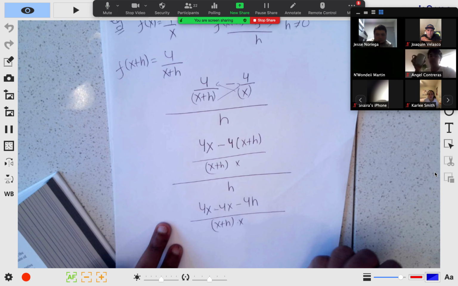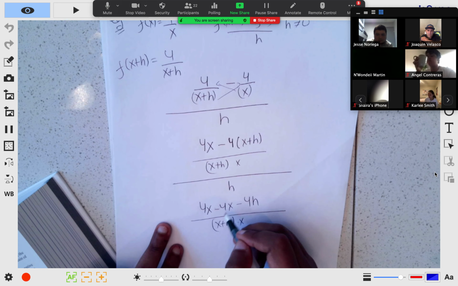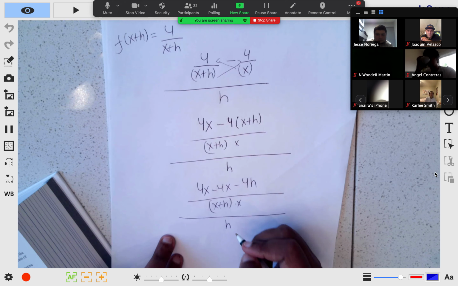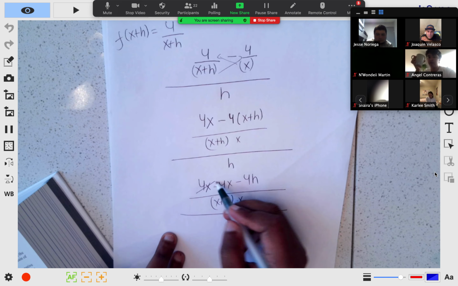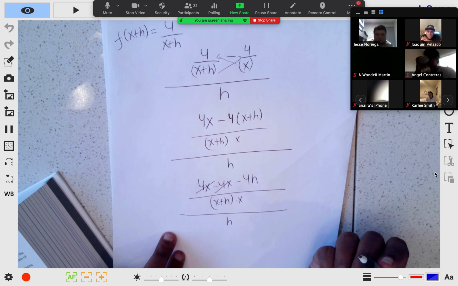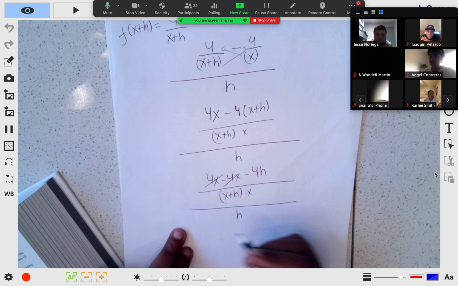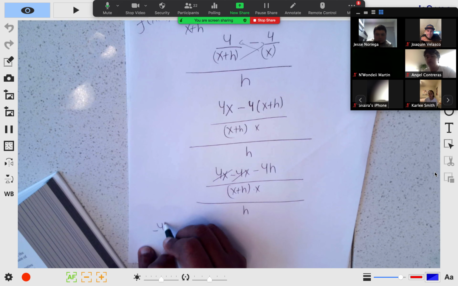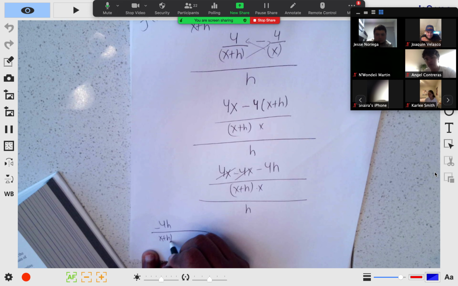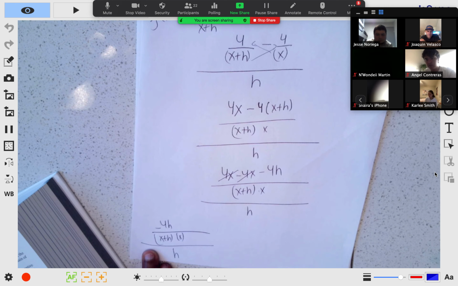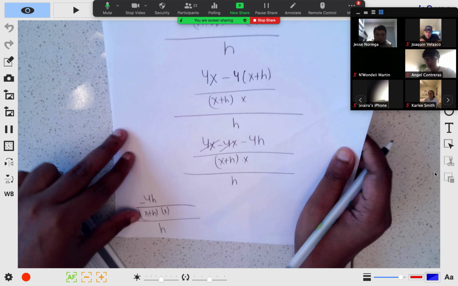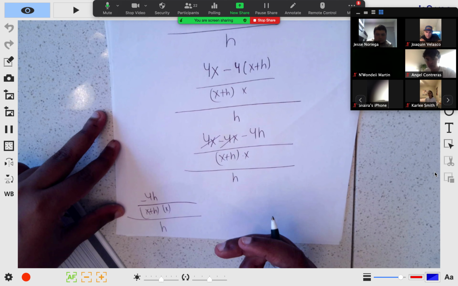Okay, what happens on the top here? Divided by whole h. They cancel, right? 4x cancels. So you get minus 4h over x plus h and then x, and then you have divided by whole h. You're like, I cannot solve it further. Too many division signs.